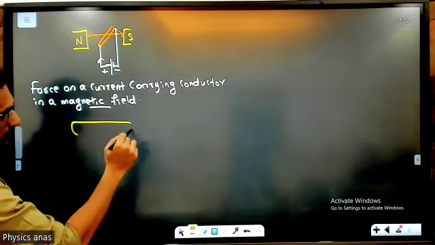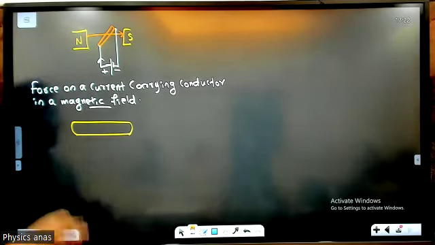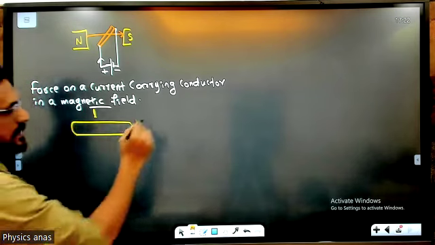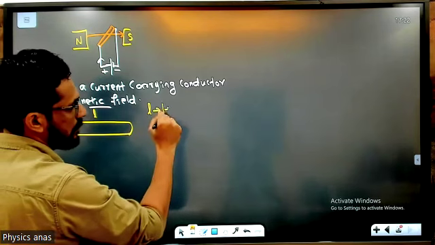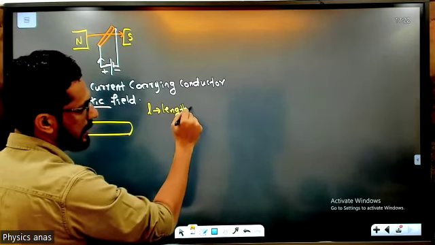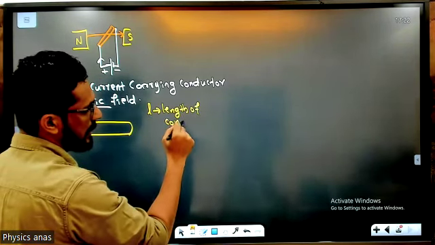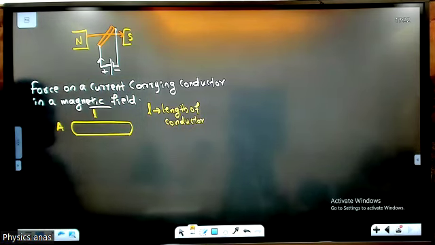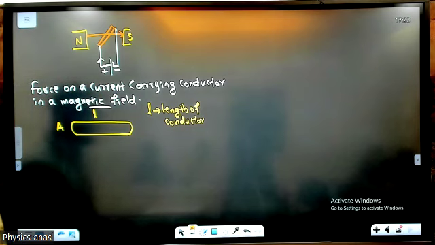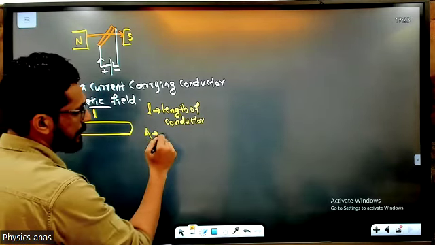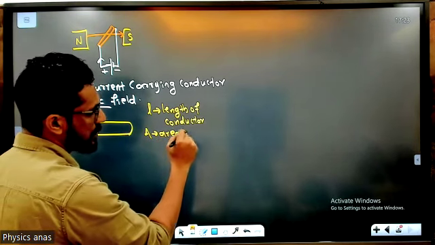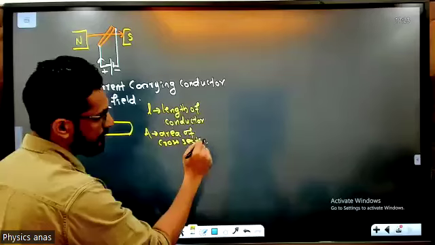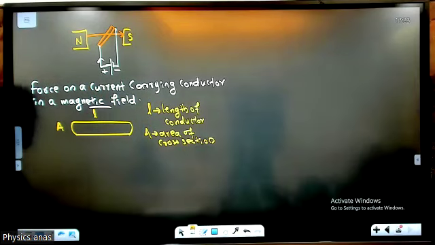This is your conductor, and the length of the conductor is L. What is L? L is the length of the conductor. And I am giving you A. What is A? Area of cross section of the conductor.